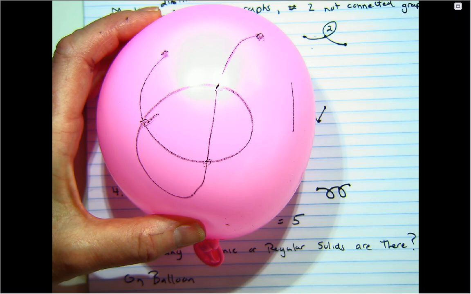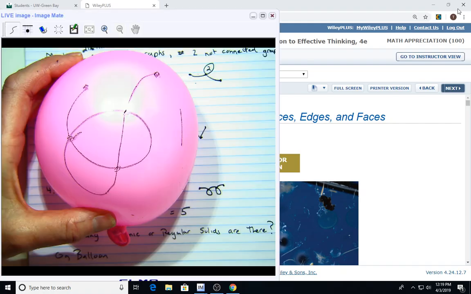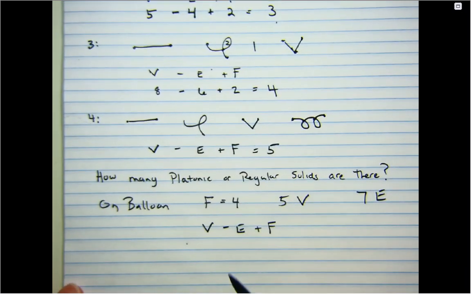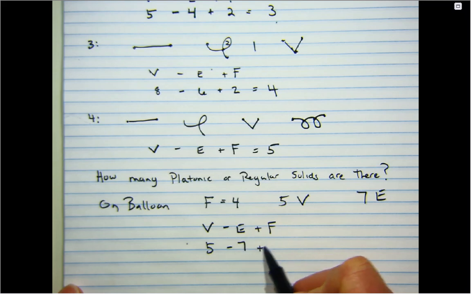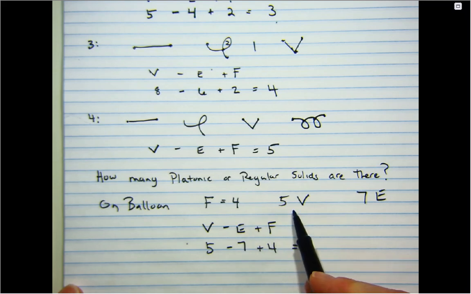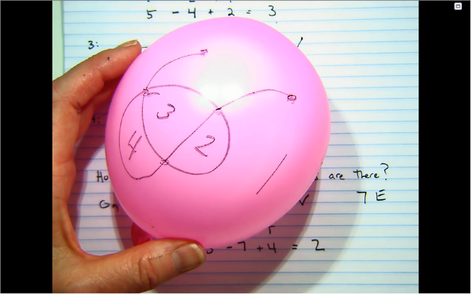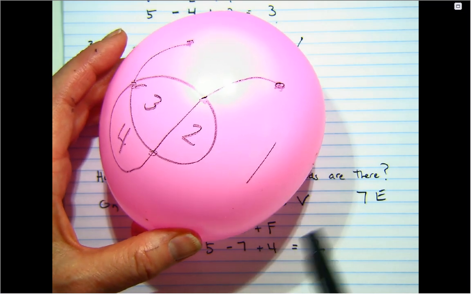So the V minus E plus F on the balloon would be 5 minus 7 plus 4. So 2. So that's not really a big surprise. I mean, the only thing that's different there besides drawing on a piece of paper is that your one face curves around.